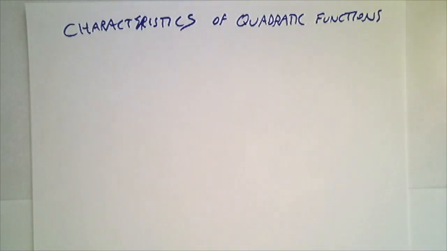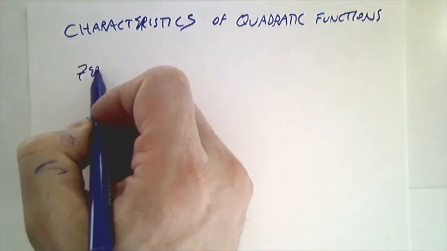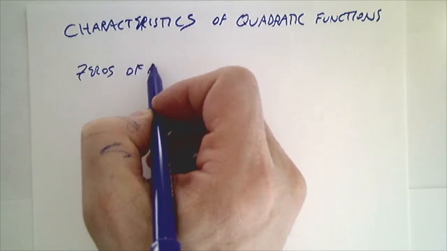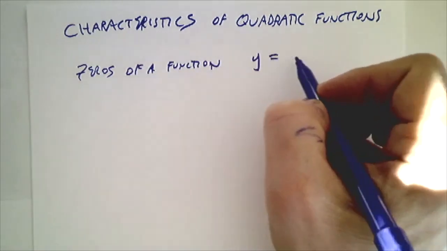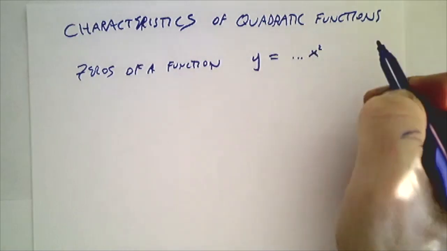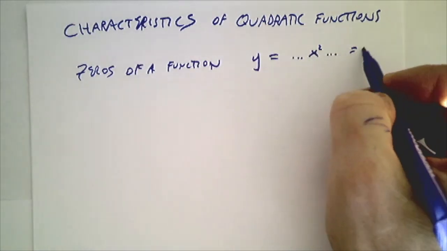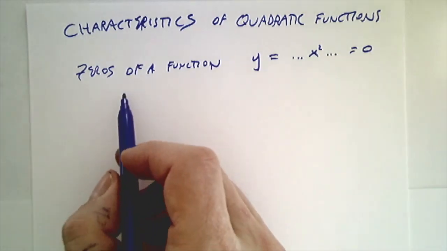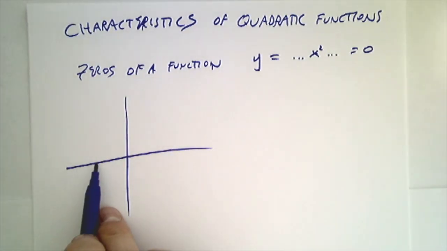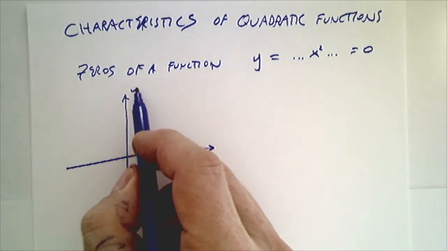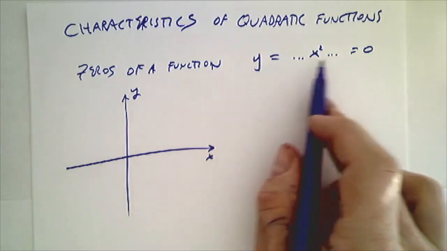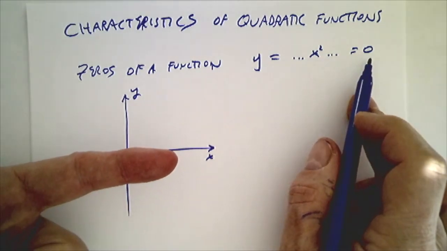So we're going to talk about the characteristics of quadratic functions. Let's start with the zeros of a function. That means if it's y equals some function of x squared, the quadratic, when does that equal 0? So on the graph, when does it cross the x-axis? When y is 0, it's crossing the x-axis.